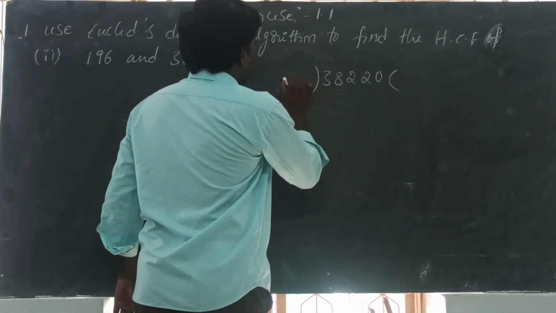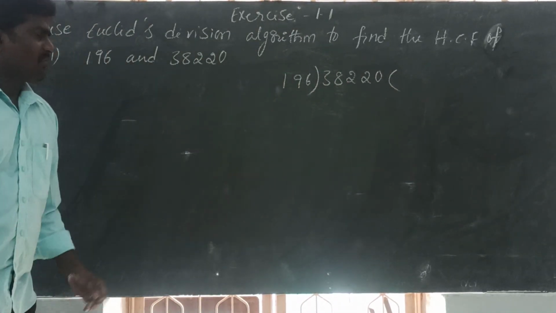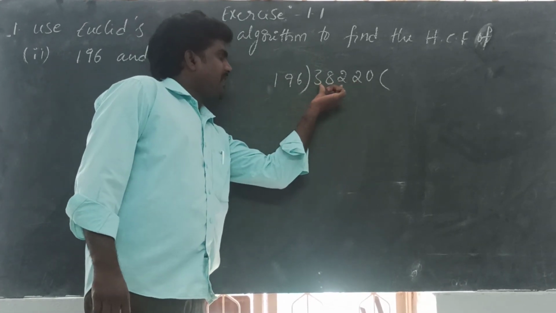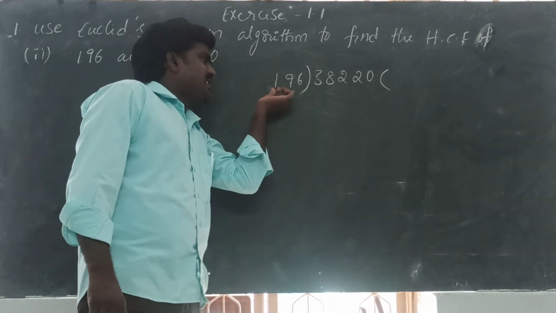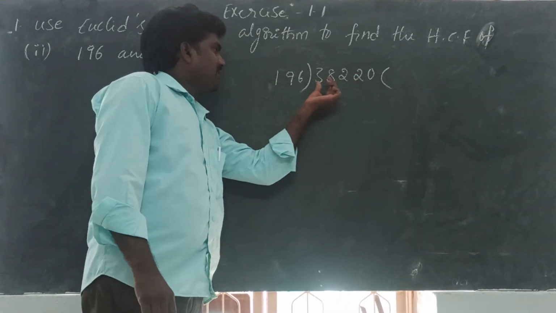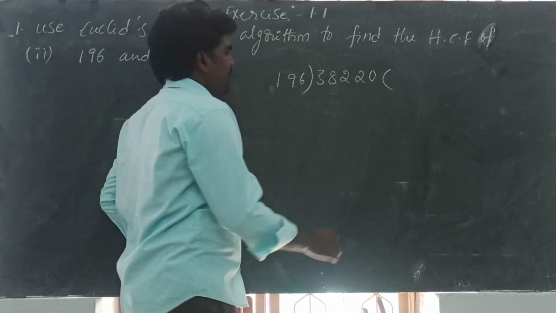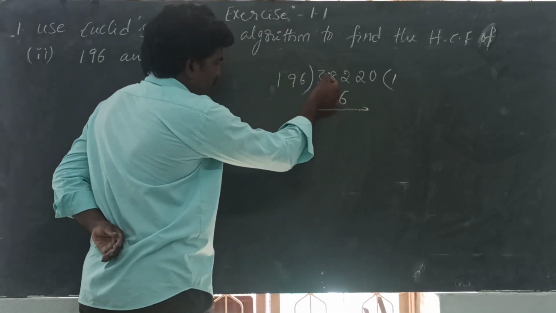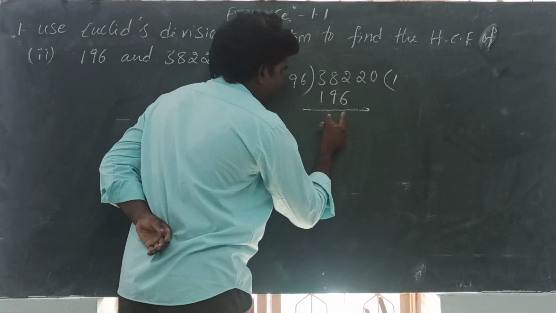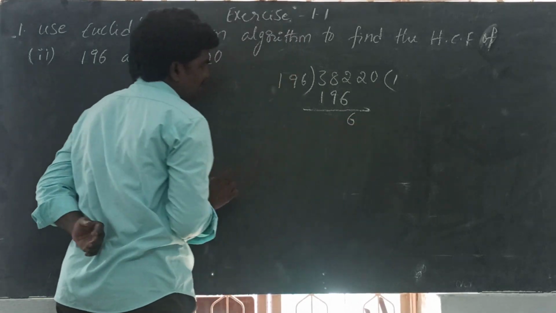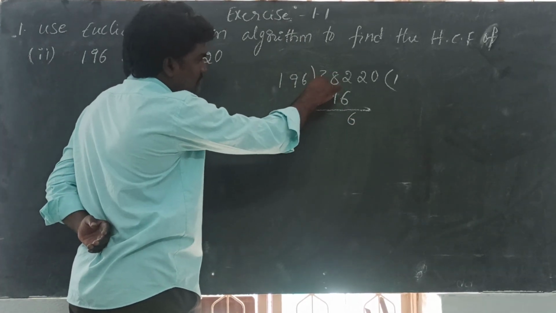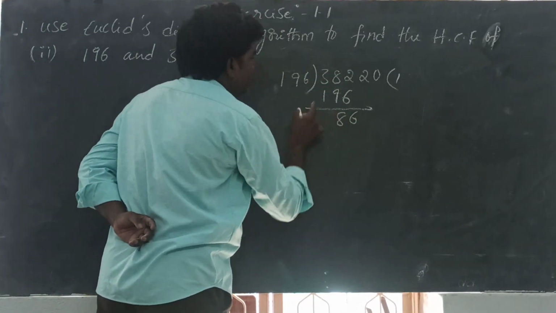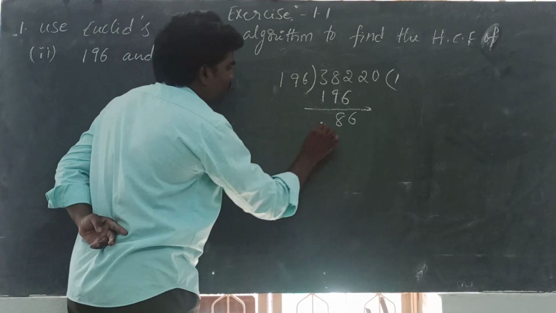38220 is divided by 196. Okay, here take 3 digits. When you take the 3 digits, if it is smaller than 196, then we take 4 digits. Here 382 is greater than 196. So 196 into 1 is 196. Take the borrow, 12 minus 6, we get 6. Here 7, when you take the borrow, we get 17. From 17 we subtract 9, we get 8. Here 2, we subtract 1.